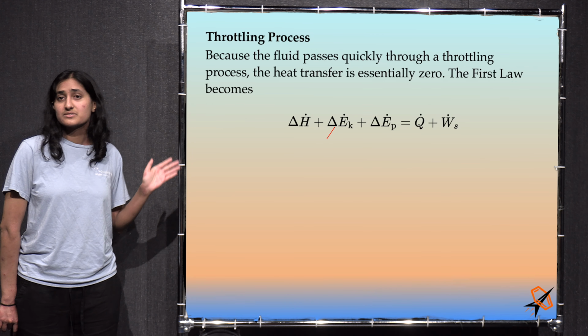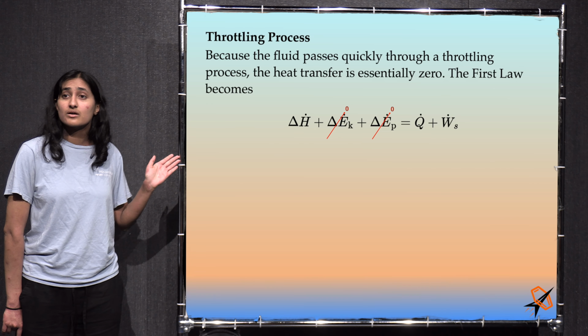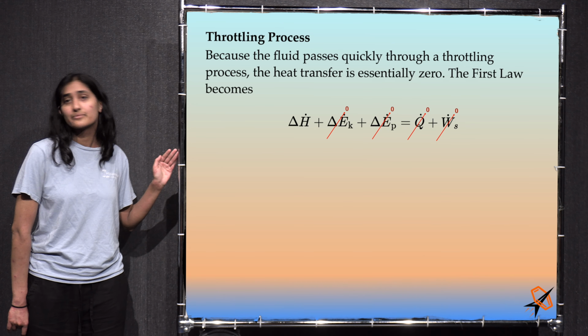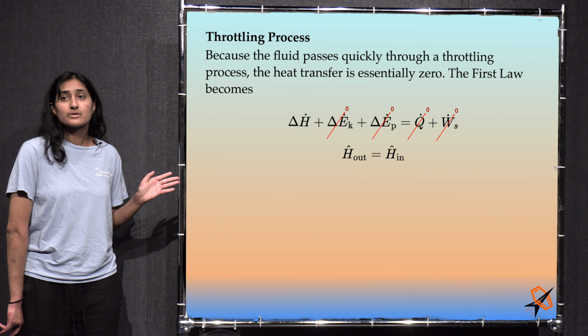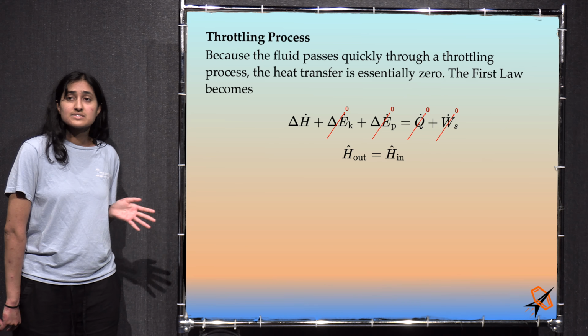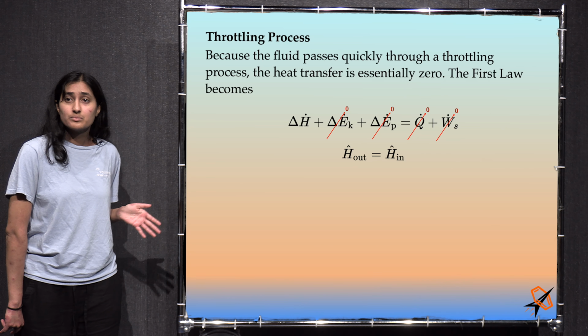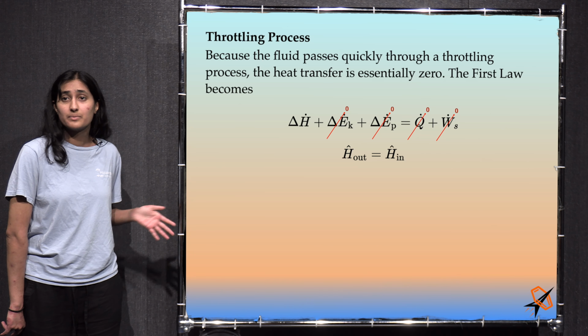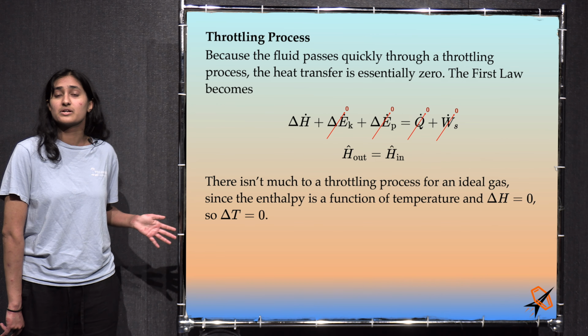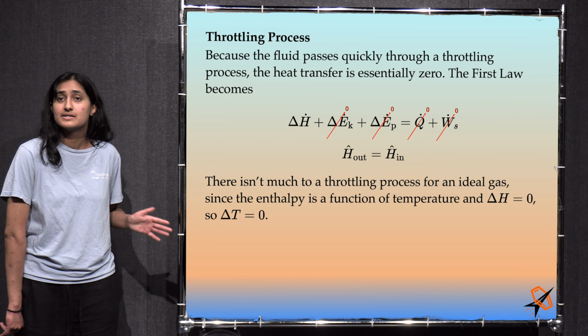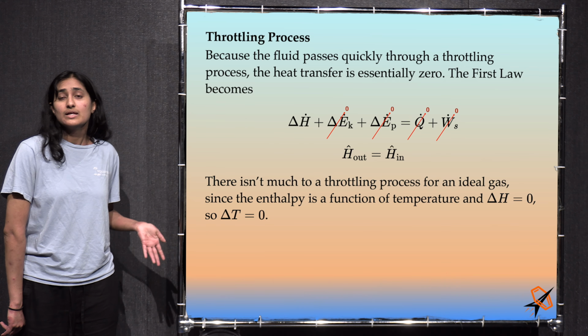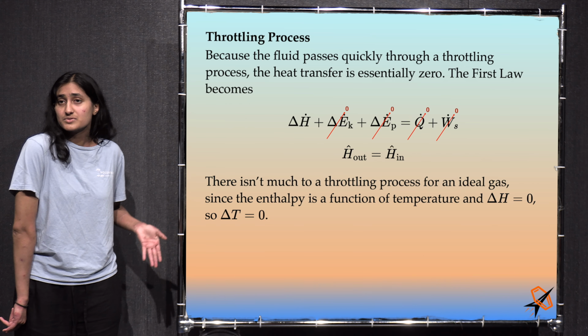For a throttling process, delta EK dot is 0, delta EP dot is 0, Q dot is 0, and there is no shaft work. The result is that enthalpy out is equal to enthalpy in. A constant enthalpy process is called isenthalpic, which sounds remarkably like isentropic, but is not. There really isn't much to do in analyzing a throttling process for an ideal gas, since the enthalpy is a function of temperature, and delta H equals 0, so delta T equals 0.